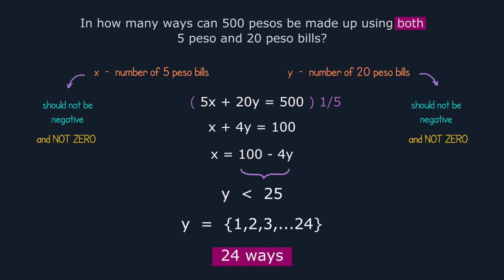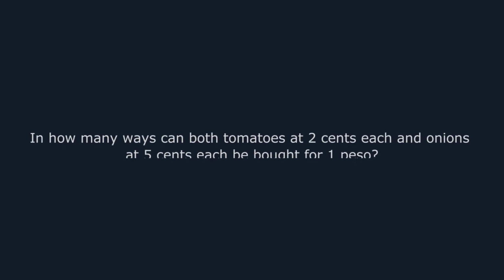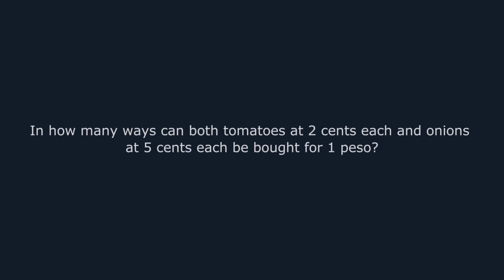A problem that at first seems simple, but if you overlook the "both" condition, you'll end up counting incorrect combinations. But how about we try another similar problem? Here's the next one. In how many ways can both tomatoes at 2 cents each and onions at 5 cents each be bought for 1 peso? Again, take a moment to pause the video and try it out. Once you're ready, come back and let's go through the solution together.